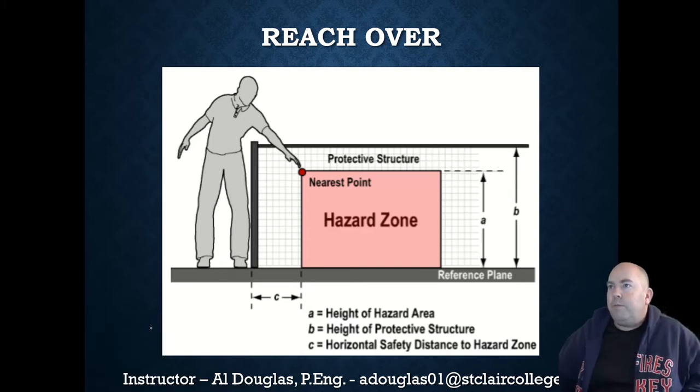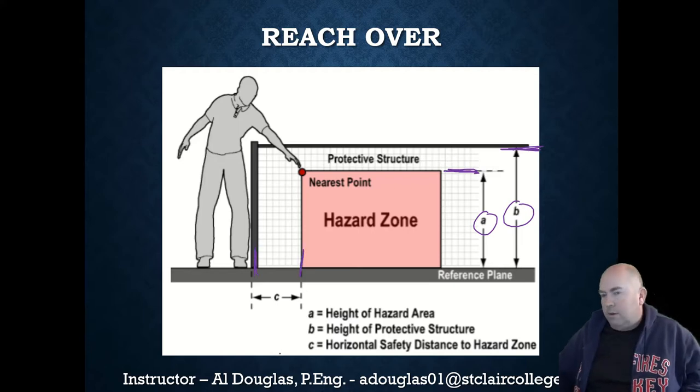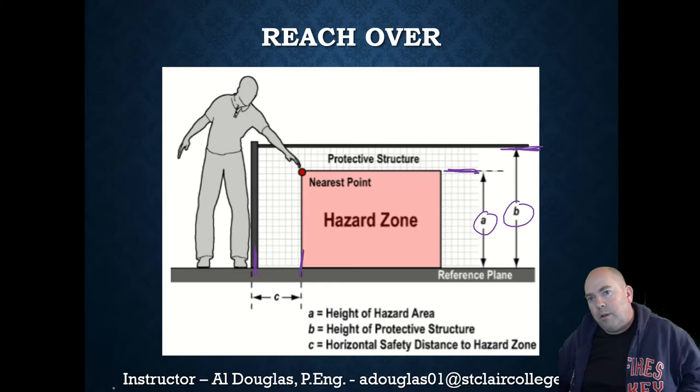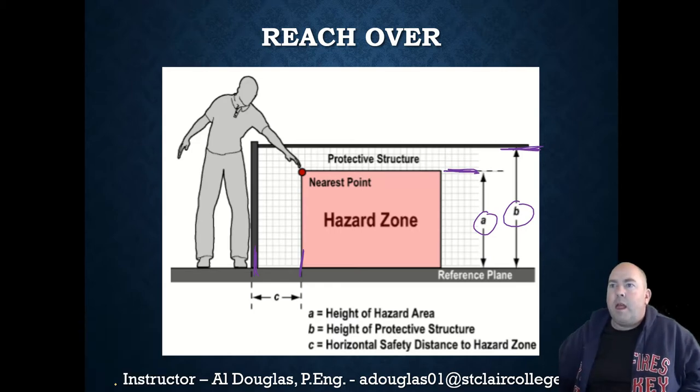So we have a hazard. A hazard has a height, defined as A. We have a fence that has a height as well, the height of our fence. And we have a distance between the fence and the hazard. The distance between the hazard and the fence, height of the hazard, height of the fence. Those are our three factors.